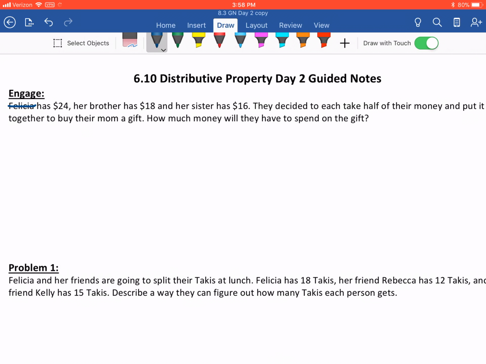Juan has $24, his brother has $18, and his sister has $16. They decided to each take half of their money and put it together to buy their mom a gift. How much money will they have to spend on the gift? They are so thoughtful. So we are going to take a second and pause. You're going to write down a picture, do some kind of math, and see if you can figure out if they each take half of their money, how much money will they have in total to spend on the gift? And whenever you're ready for us to check, then you can go ahead and resume the video.